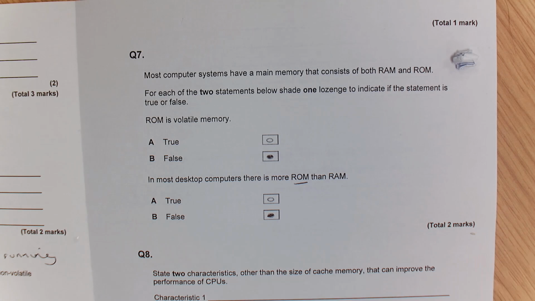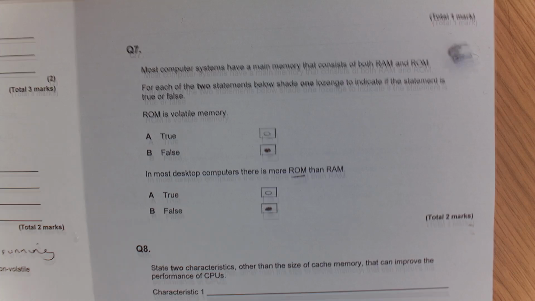Says more ROM. ROM is just the BIOS chip. You literally only need like a text file stored on it to start up the computer. Whereas RAM, you've got all your applications that are running. They need to work, okay? So your RAM, there's computers with over 16 gigabytes of RAM in them. All right. There are some computers with 32 gigs of RAM.